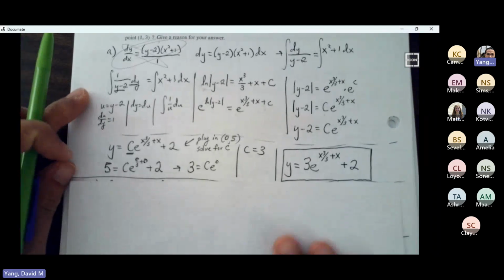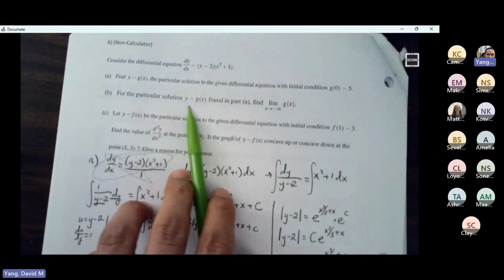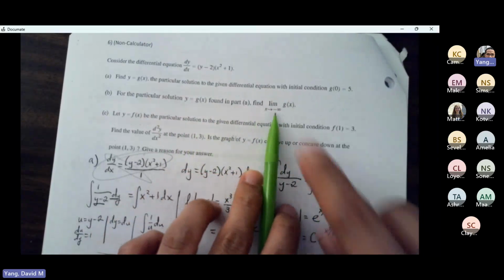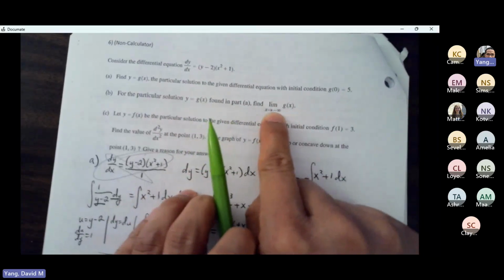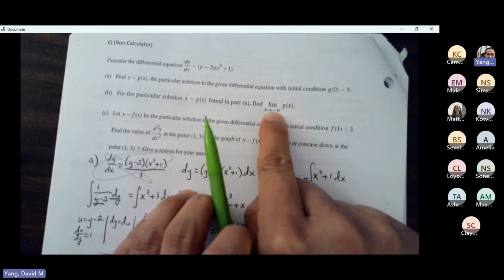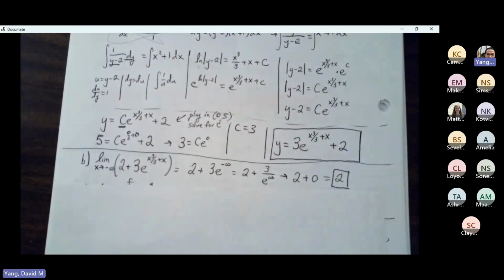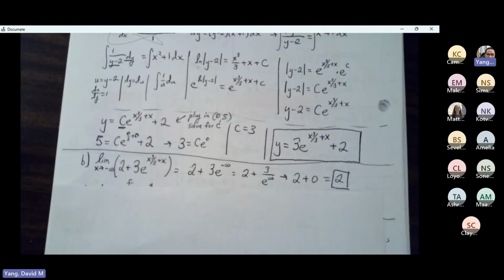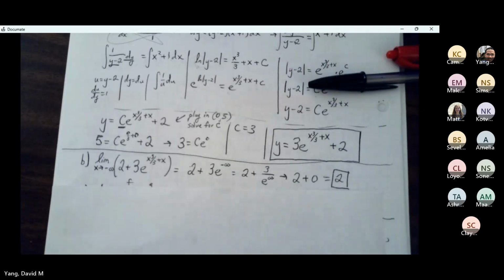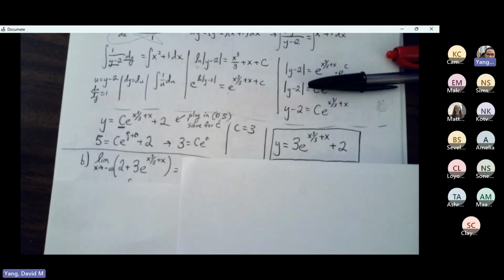All right, part B, for the particular solution, evaluate the limit as x approaches negative infinity. So be aware of that. It's negative infinity, not positive infinity. So I'm going to set up my limit notation: limit as x approaches negative infinity of 2 plus 3e to the x cubed over 3 plus x.